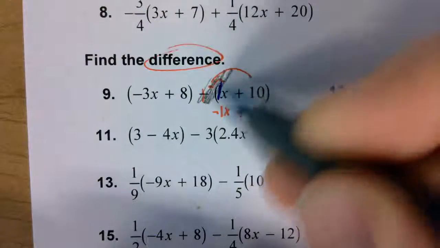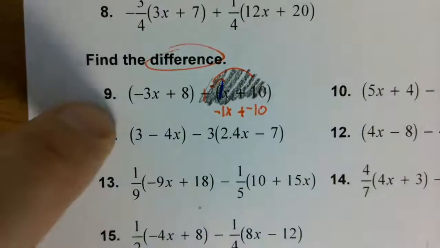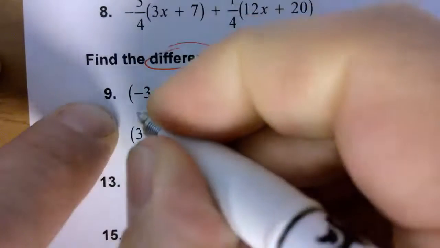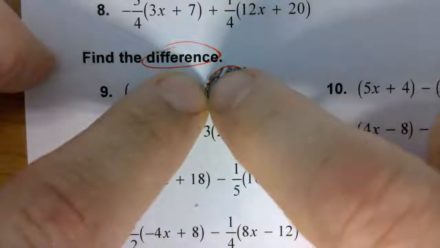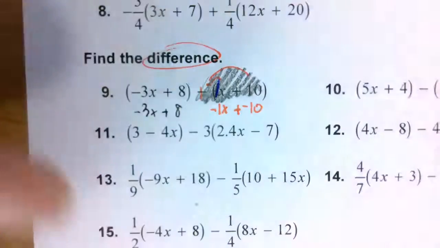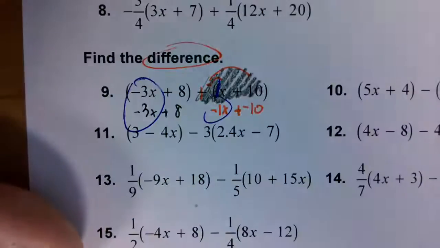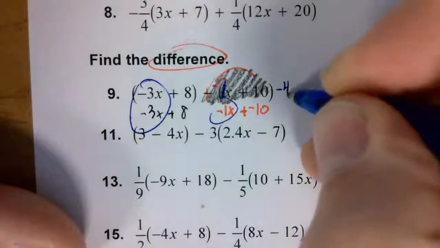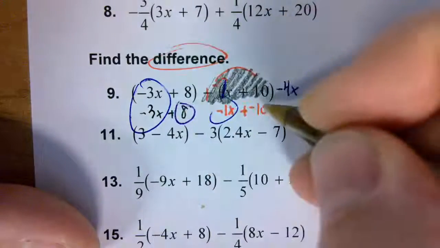Again, some of you may want to cross that out. Some of you may want to rewrite this other parenthesis all on the same line. If you want to do that, you can. You don't have to. But this work here with the distribution and rewriting it, that I need to see. And now just add up your like terms, whether you're circling up the negative 3x on the top, or down here where you rewrote it, plus the negative 1x, to give me negative 4x, plus the 8 plus a negative 10.